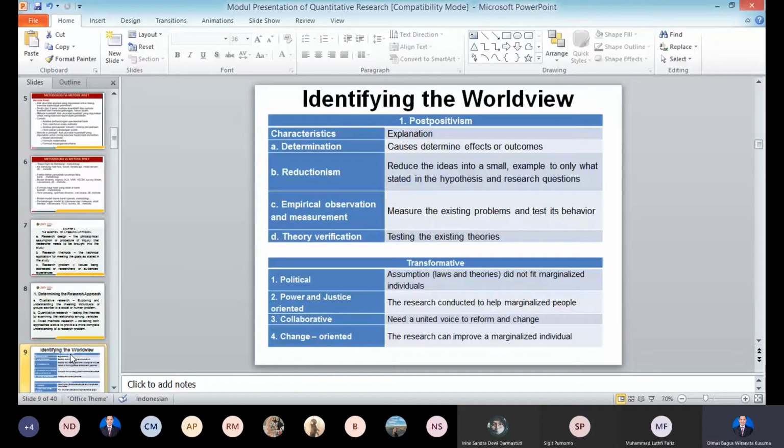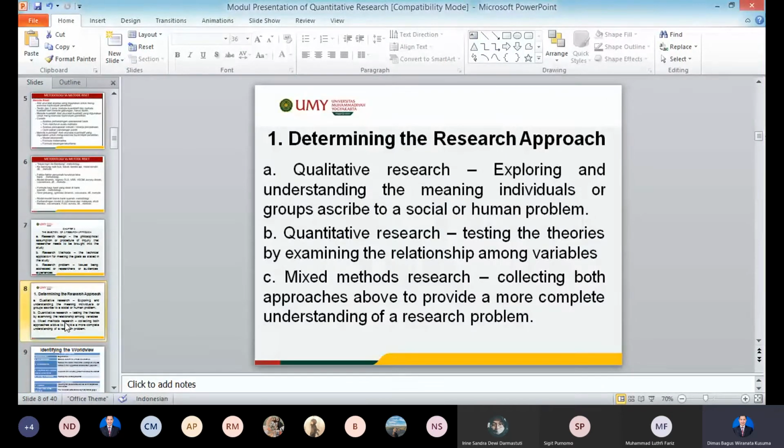Okay, we go to the first chapter, about determining the research approach. As I mentioned before, sisters and brothers, we have three different approaches: qualitative research, quantitative research, and mixed method research.